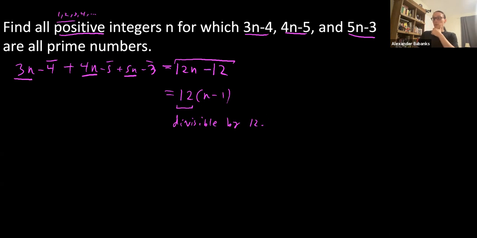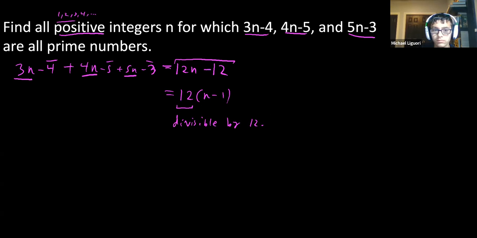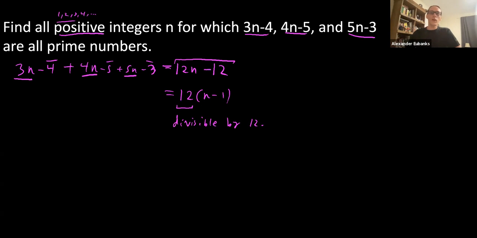So that's true. Now, does anyone have any idea for why that's helpful? Remember, we're trying to find n for which all three of these numbers are prime, right? So can anyone, again, let's take a moment. This isn't necessarily an easy question, but why is it helpful to notice that this is divisible by 12? Take a moment to think.